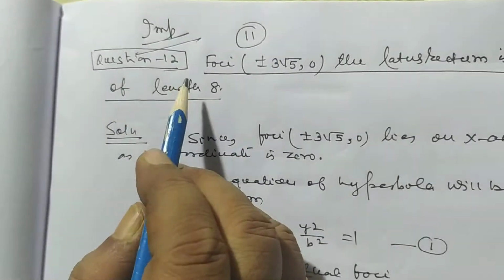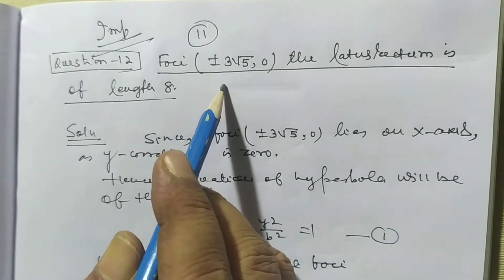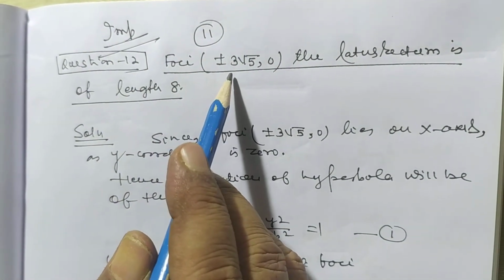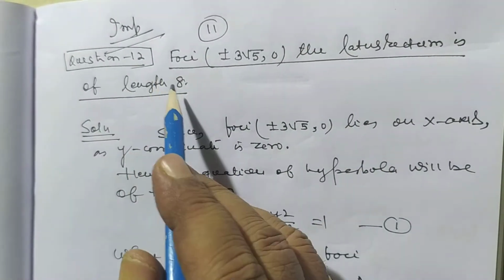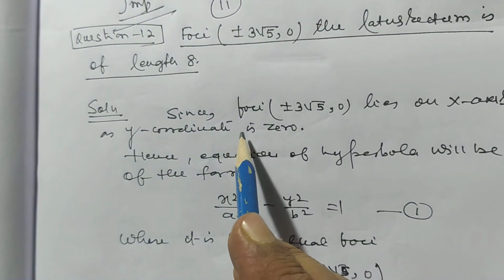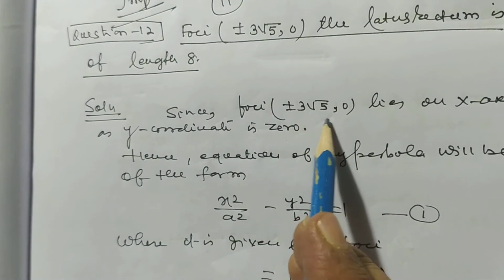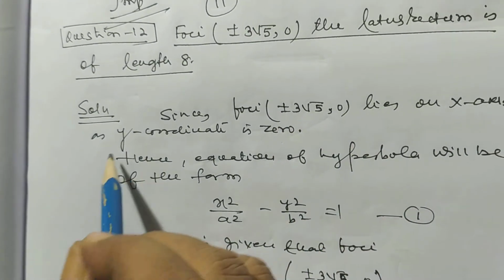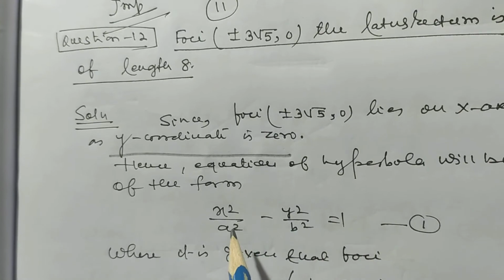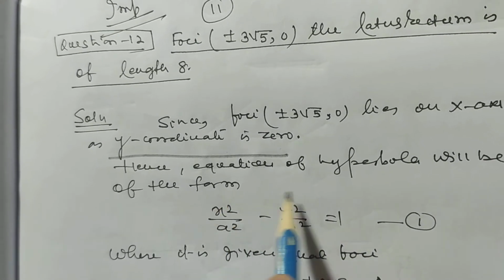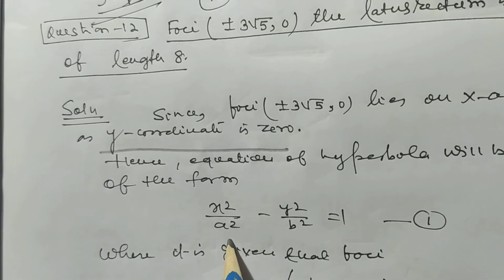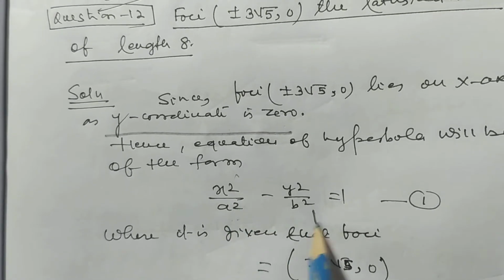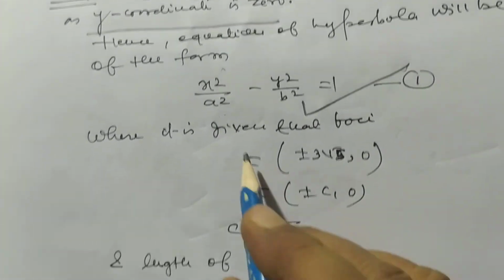Now I want to discuss question number 12. Here foci is equal to plus minus 3 root 5 comma 0. The latus rectum is of length 8. Since foci plus minus 3 root 5 comma 0 lies on the x-axis and the y coordinate is 0, hence the equation of the hyperbola is x square by a square minus y square by b square is equal to 1.